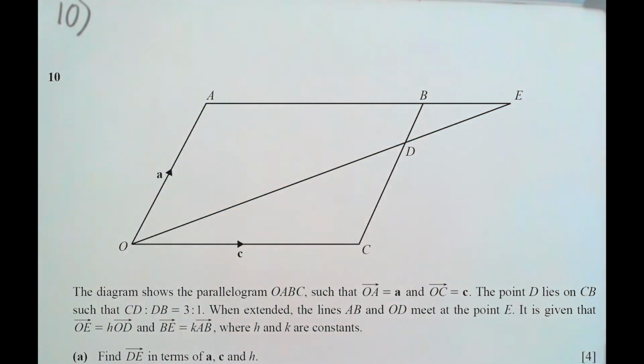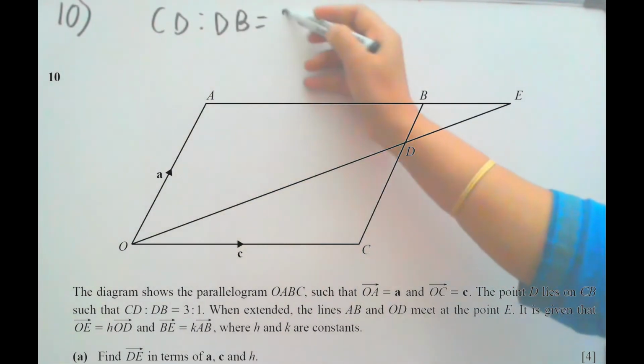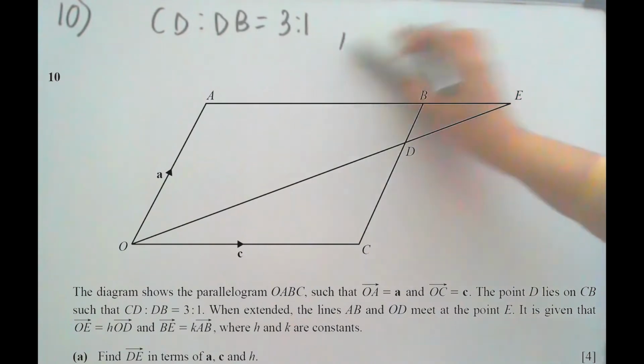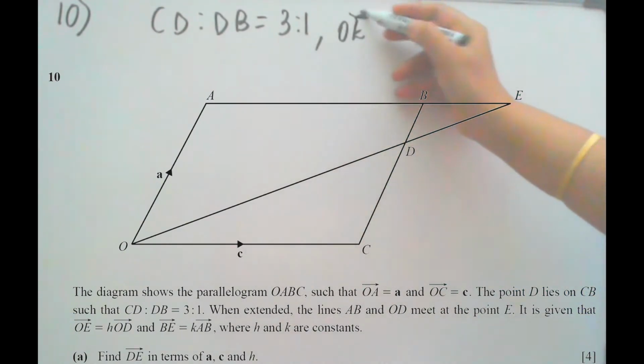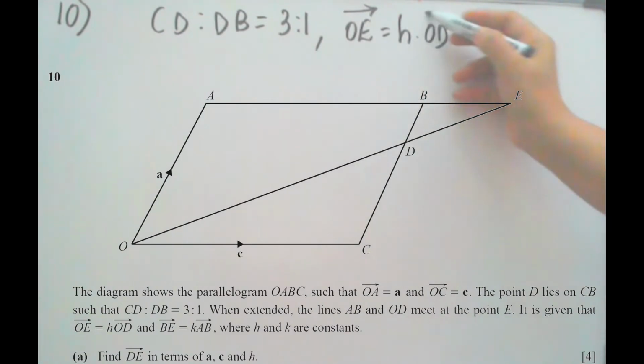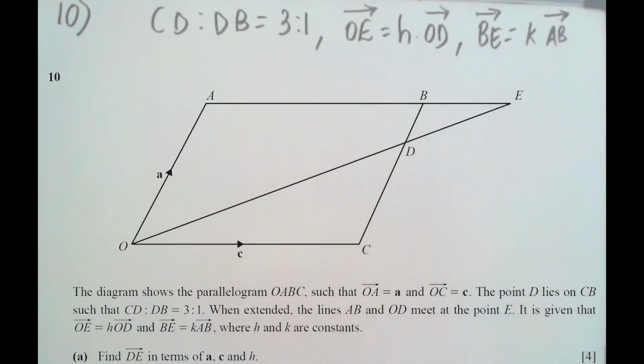We have a parallelogram OABC such that OA is A, OC is C, the point D lies on CB such that CD is to DB is 3:1. When extended, the lines AB and OD meet at point E. It is given that OE is equal to H times OD. H is a scalar, that means any constant, any number, and BE is equal to K times AB, where K is also a constant.